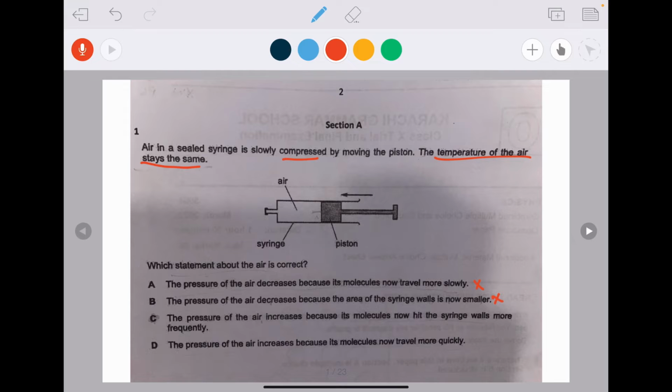Out of C and D, either the pressure of the air increases because its molecules now hit the syringe walls more frequently, or the pressure of the air increases because its molecules now travel more quickly. However, the question states that the temperature of the air stays the same, which means that it is constant. This means that the kinetic energy does not increase, so the molecules do not move more quickly, so we can rule out option D. And the answer will be option C because if there's less volume, there will be more frequent collisions and thus the pressure will increase.